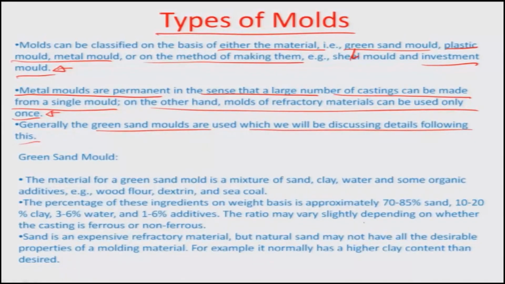So, what does a green sand mold comprise of? The material of a green sand mold is typically a mixture of sand, clay and water, and some organic additives, normally wood flour, dextrin or sea coal. The organic additives get vaporized, okay, and this always creates good porosity and gives the refractory sand some scope for expansion without breakage.